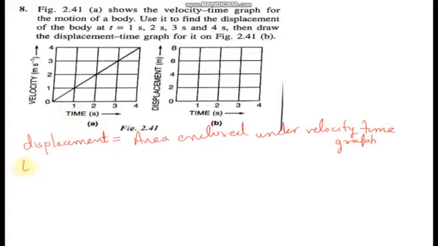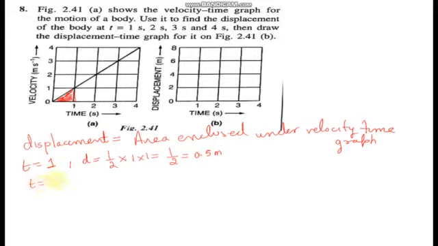First, when time is equal to 1, what is the displacement? For time 1, this much area is covered under the velocity time graph, and it is a kind of right angle triangle. So area will be half into base into height. The base is 1 and height is 1. So it is 1 by 2, that is equal to 0.5 meters.